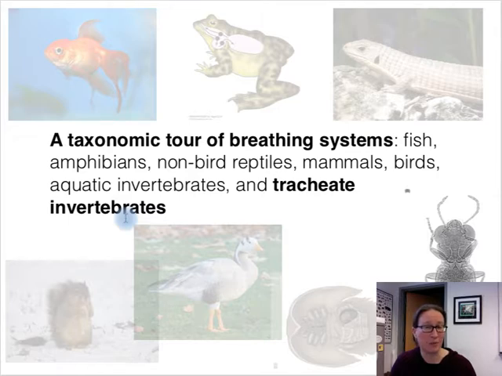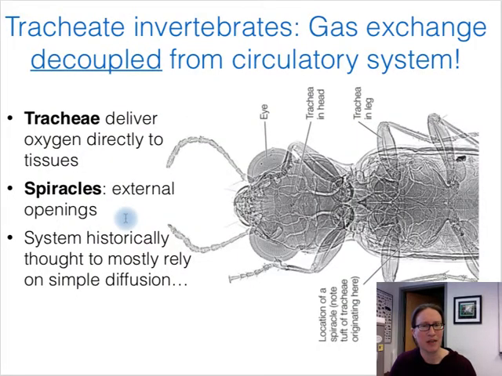So we're going to spend a little more time now talking about the tracheate invertebrates. These are land-dwelling invertebrates. Tracheate invertebrates are really interesting because their gas exchange system is decoupled from their circulatory system. This has a lot of implications, and I hope you can appreciate that it's pretty weird and different relative to everything else we've seen.